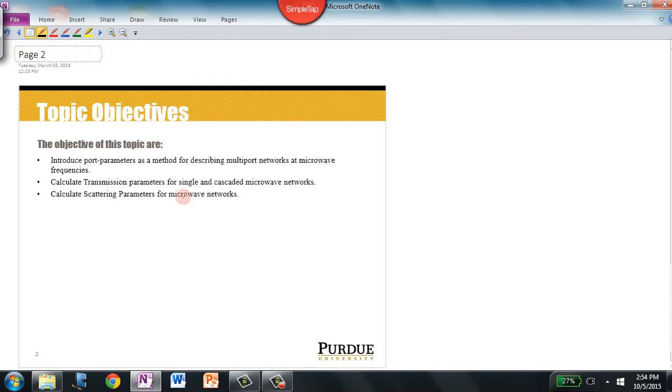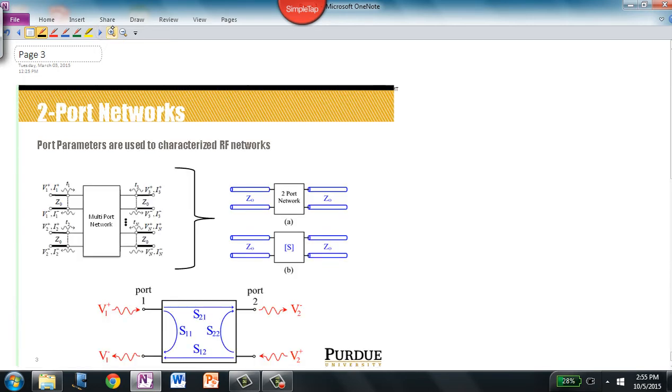The second learning objective is that we're going to calculate these transmission parameters. They're also known as the ABCD parameters and sometimes known as the cascade parameters, and we're going to do this for a single network, and then we're going to combine multiple networks together. Finally, we're going to talk about the scattering parameters. These are the S parameters that you're already familiar with through your use of the vector network analyzer. So we're going to fully develop these scattering parameters so you really understand what they are.